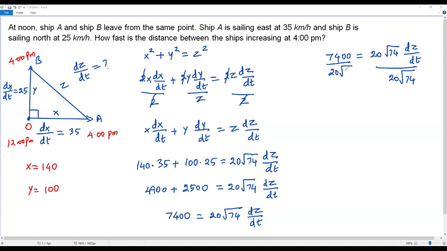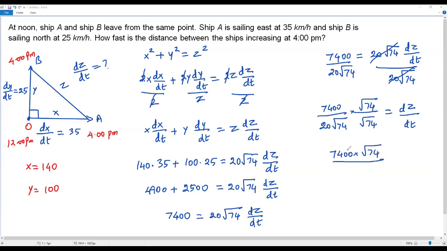By 20 times the square root of 74. So this one will cancel out. And so we have 7,400 over 20 times the square root of 74 equals dz/dt on the right side. Here in the denominator we have an irrational number, the square root of 74. So to rationalize the denominator, I have to multiply both numerator and denominator by the square root of 74. When I do so, I'm getting 7,400 times the square root of 74 divided by 20 times 74, since the square root of 74 times the square root of 74 is just 74, equals dz/dt.